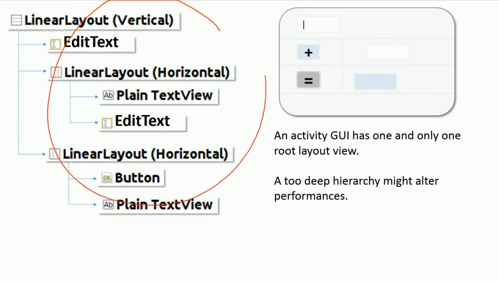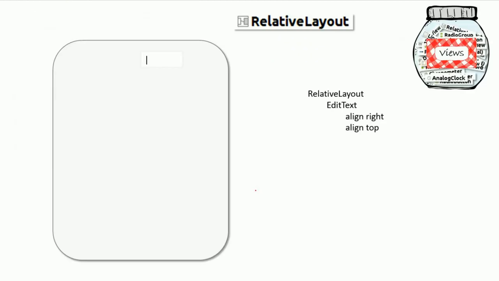This tree here represents the structure of the layout of our screen. It's mandatory for your screen to have one and only one root layout, which will contain everything displayed on the screen. Even if there is no limitation on the depth of the hierarchy, having too many layouts nested into each other can have a negative impact on performance, on the time it takes to render your user interface. So instead, you can use another popular layout, the relative layout.